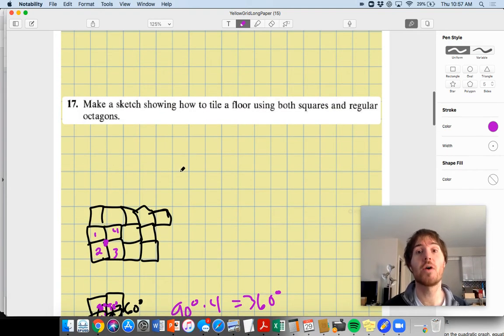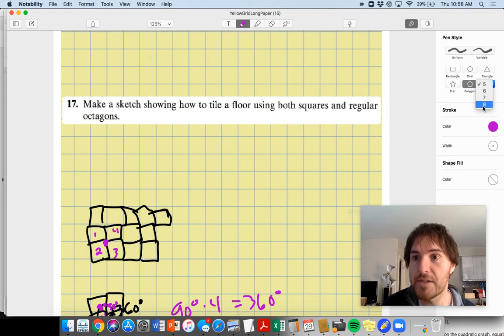It says, make a sketch to show how to tile a floor using both squares and regular octagons. I don't think I can do octagons. Oh, no, I can actually do octagons in this tool. So let's see here. It says polygon. I'm going to do 8. Okay, let's see if we can do this here.